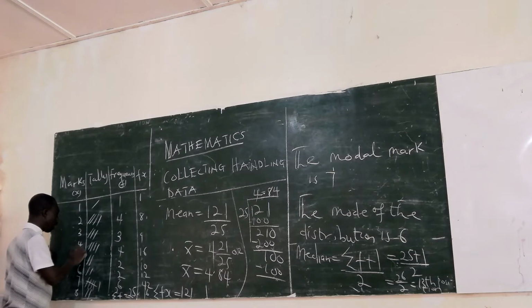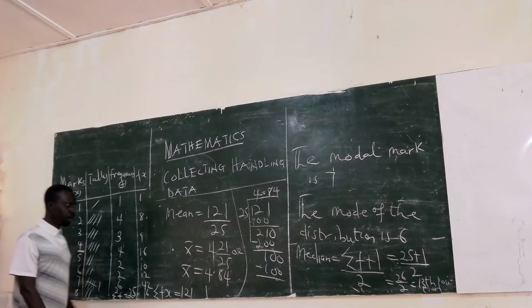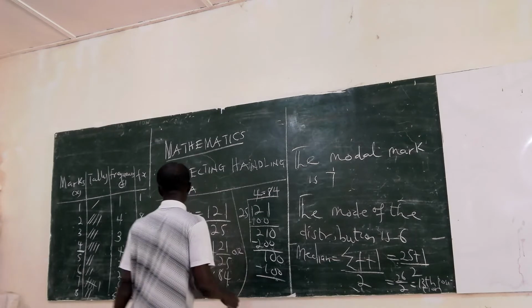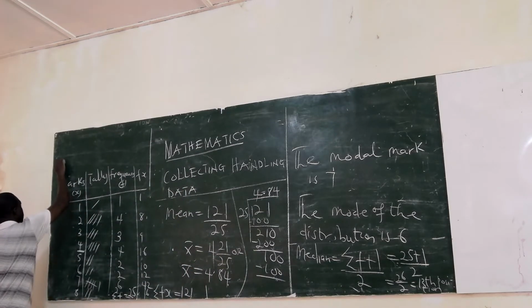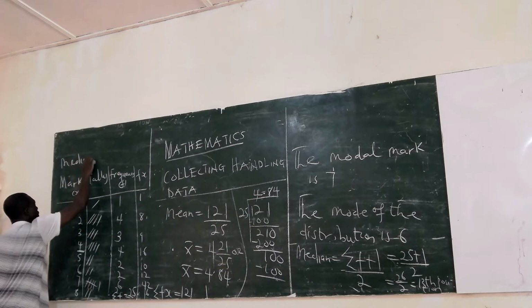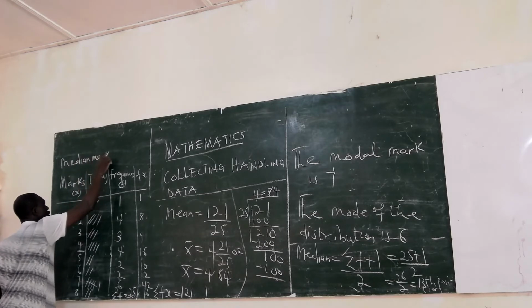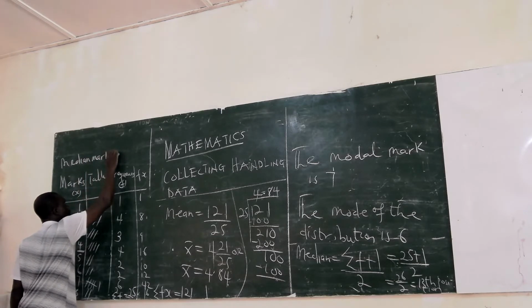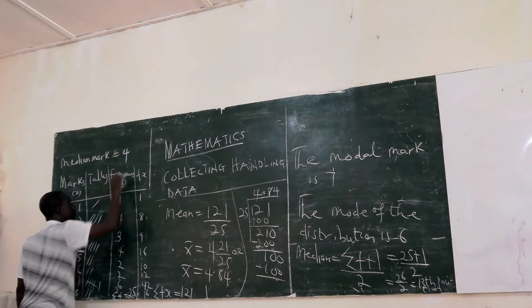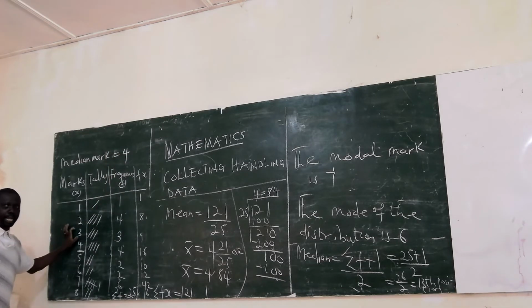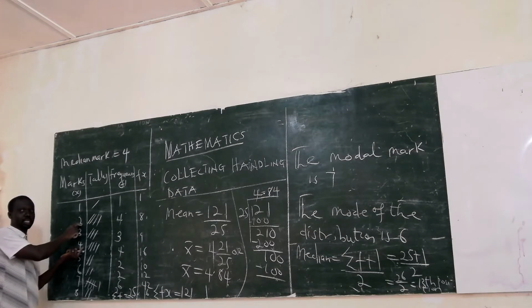So now our median mark is 4. Median mark is equal to 4. When we get 2 numbers here, you sum them and divide by 2. But if you get 1 number, you just write that number. You don't divide that number by 2.